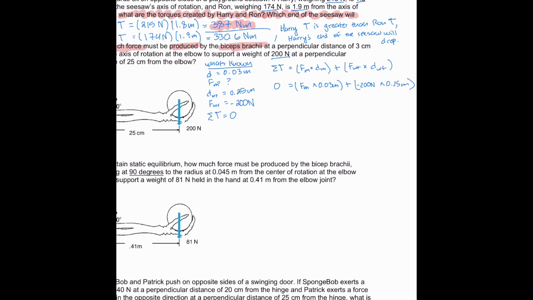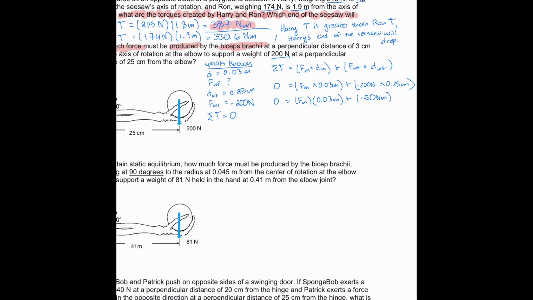Now we just do some math. We follow the order of operations. First and foremost, we still keep this one since we don't have much to do here, but we can break it up if that makes it more visual to see. Plus what we just did: negative 200 newtons times 0.25 meters gives us negative 50 newton meters.